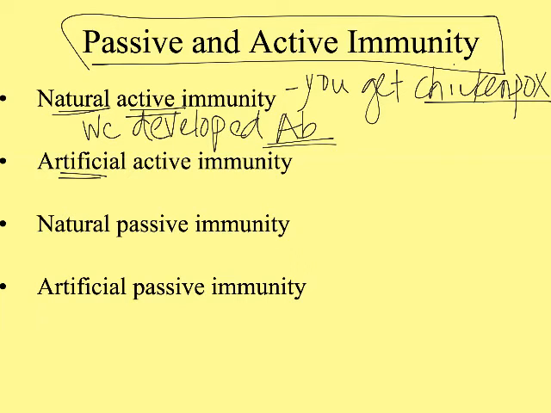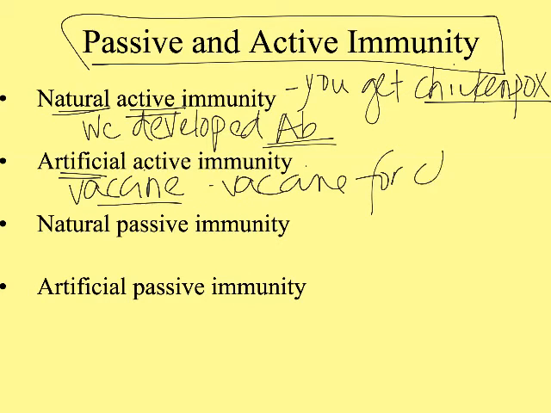Okay, now artificial active would be like a vaccine. So now kids get a vaccine for chickenpox. We shoot a little bit of the chickenpox antigen into them, and they develop active immunity. They develop the antibodies to it.